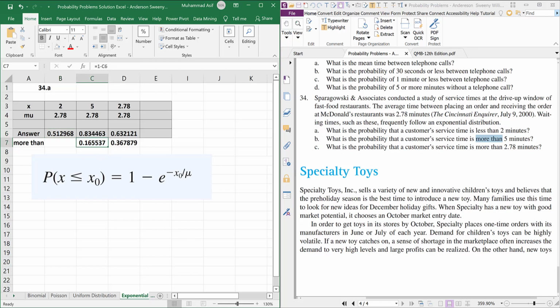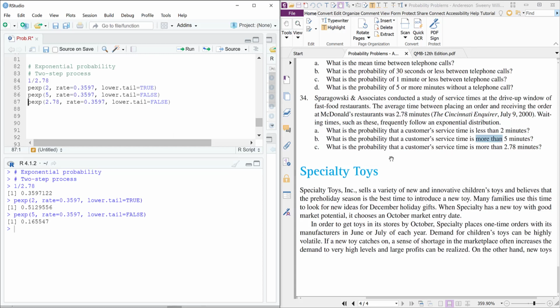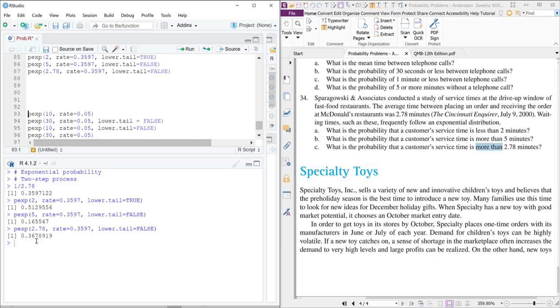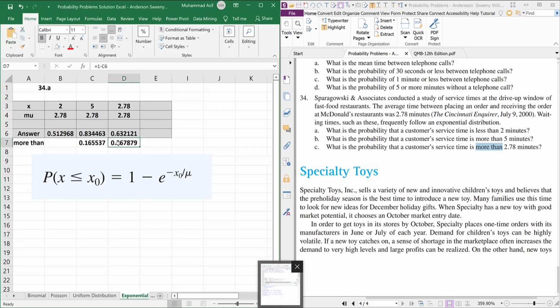And the last one is: what is the probability that a customer service time is more than 2.78 minutes? So 2.78, that is the time that's given, and then rate, that's the inverse of the mean given in the problem. Lower tail, no, because the question is asking more than. So the question is asking about the upper tail, not lower tail, so lower tail will become false. And when I run this command, it gives us a probability of 0.3678 or 36.78%, and that's exactly the probability that we also obtained in Microsoft Excel.